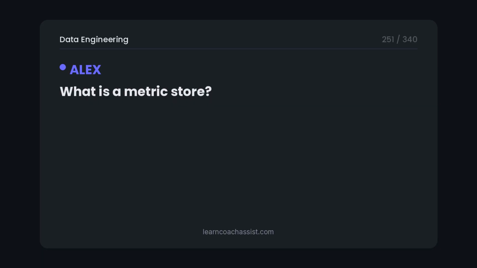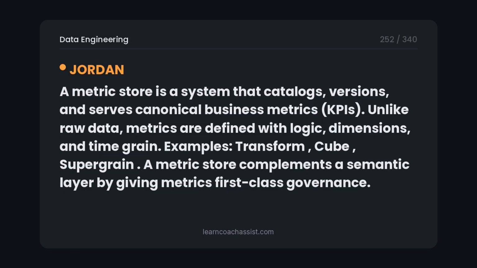What is a metric store? A metric store is a system that catalogs, versions, and serves canonical business metrics, KPIs. Unlike raw data, metrics are defined with logic, dimensions, and time grain. Examples: Transform, Cube, Supergrain. A metric store complements a semantic layer by giving metrics first-class governance.